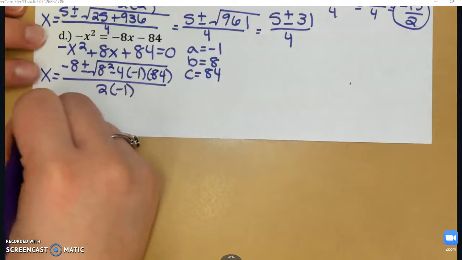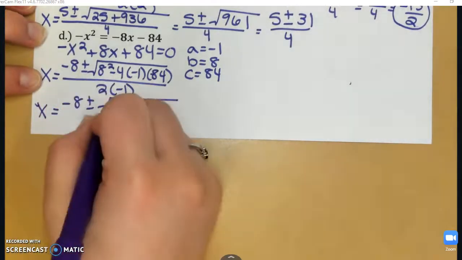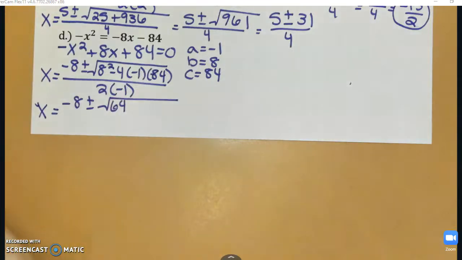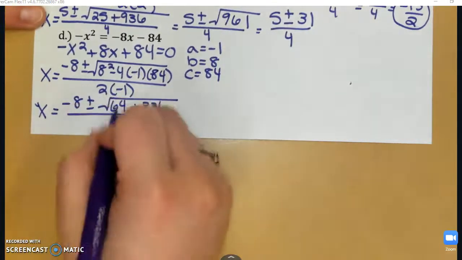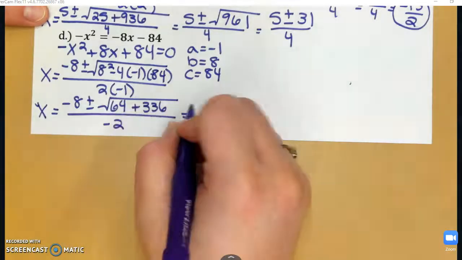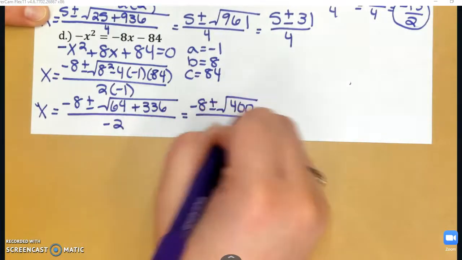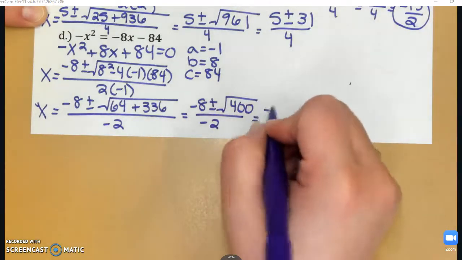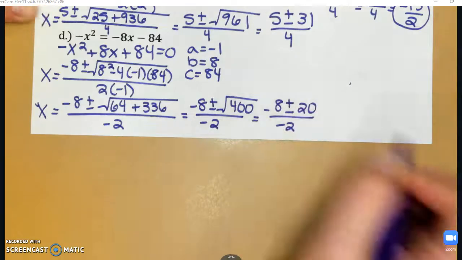So simplifying what's inside my radical, that's going to be 64. Negative 4 times negative 1 times 84 is positive 336, divided by negative 2. It's going to be negative 8 plus or minus the square root of 400 over negative 2. 400 is a perfect square, so that's going to be negative 8 plus or minus 20 divided by negative 2.